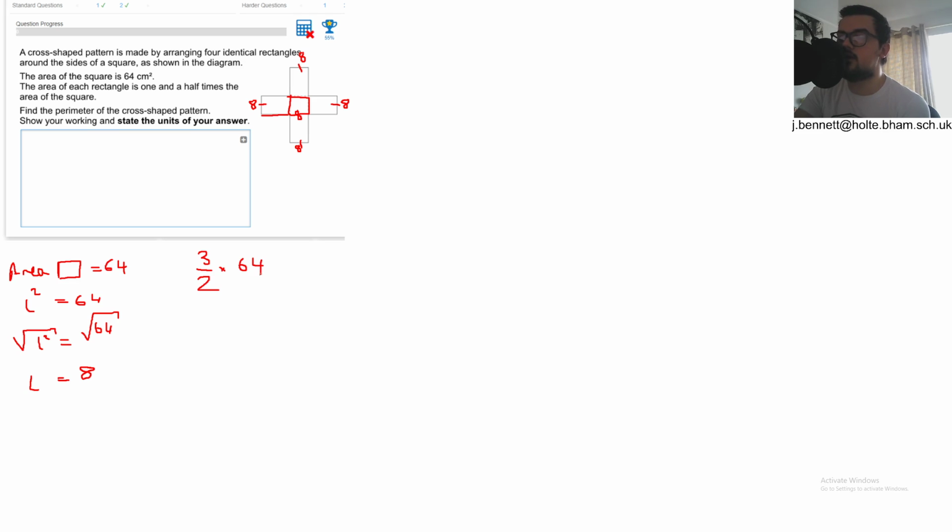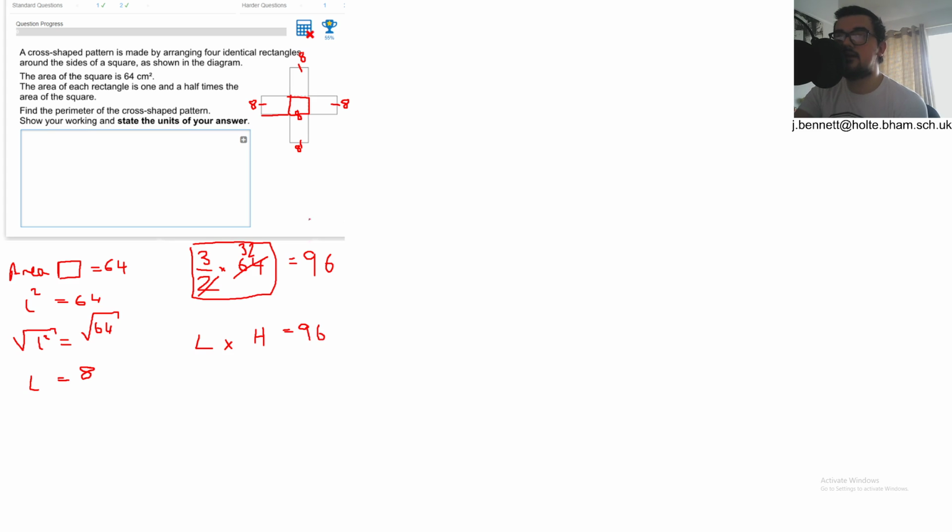And this here is the area of our rectangle. So let's do a bit of solving. Let's get rid of that 2 and replace this with 32, because half of 64 is 32. Now it's just 3 times 32, which equals 96. So the area of our rectangle is 96. How do you find the area of a rectangle? Well, it's length times height, and this equals 96.